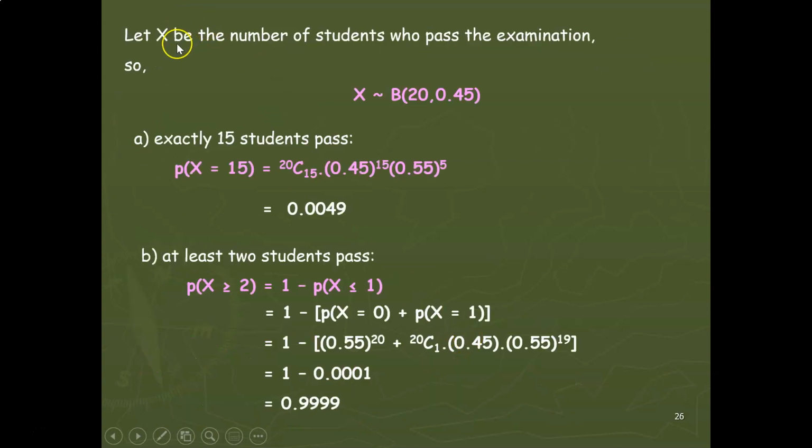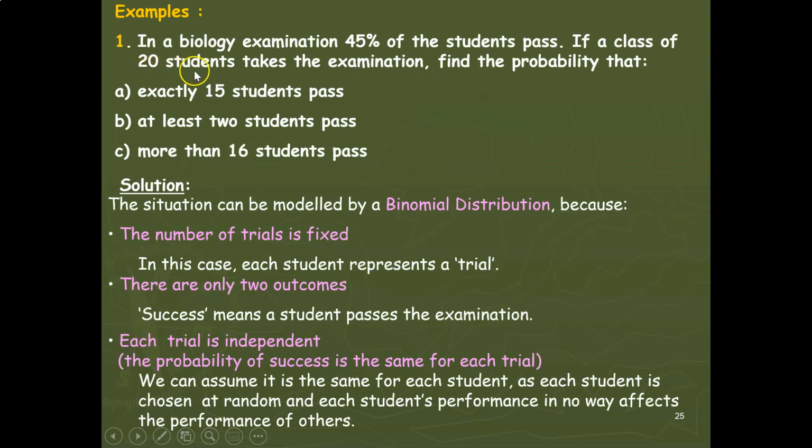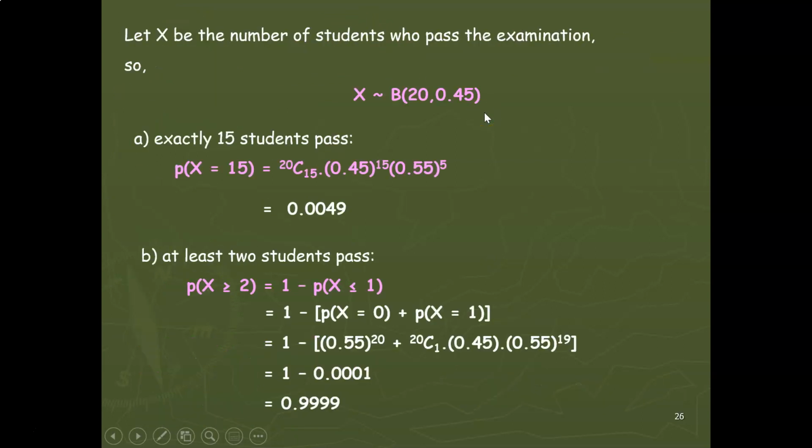So first we need to let X be the number of students who pass the examination, where X follows the binomial distribution with n equal to 20 because there are 20 students, and 45% of students pass means p is 0.45. Then you need to find the probability of exactly 15 students pass. So this will be your r, or your small letter of x. Probability of X equal to 15.